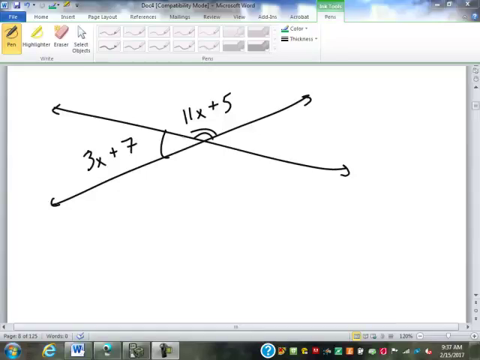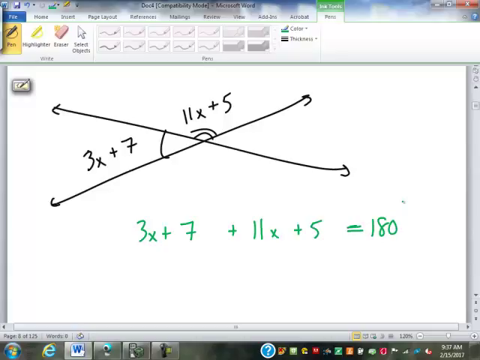So the first thing we have to do in order to find these two angles is, what is the relationship between the two of them? Are they equal to each other? No. Do they add up to a specific value? They add up to 180. Good. So we've got 3x plus 7 plus 11x plus 5 has to equal 180 degrees.